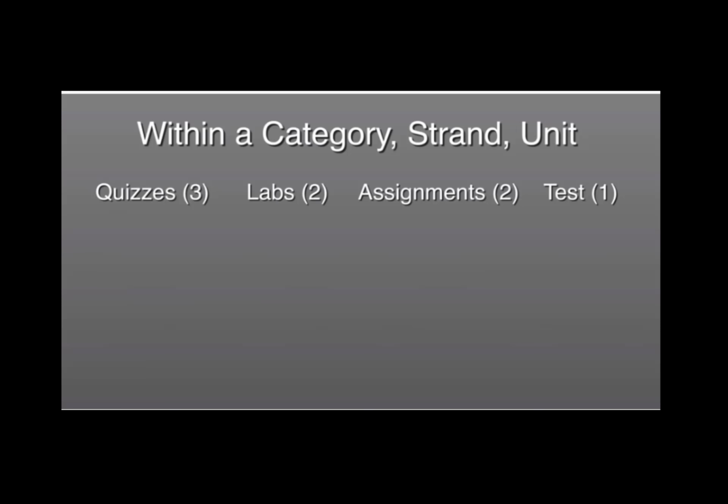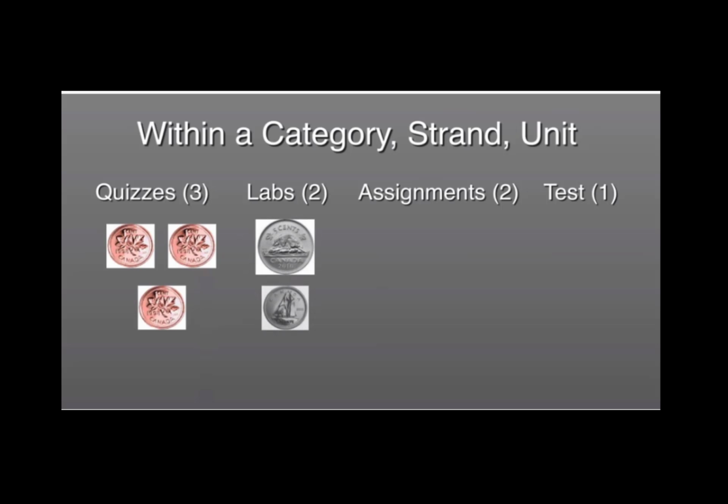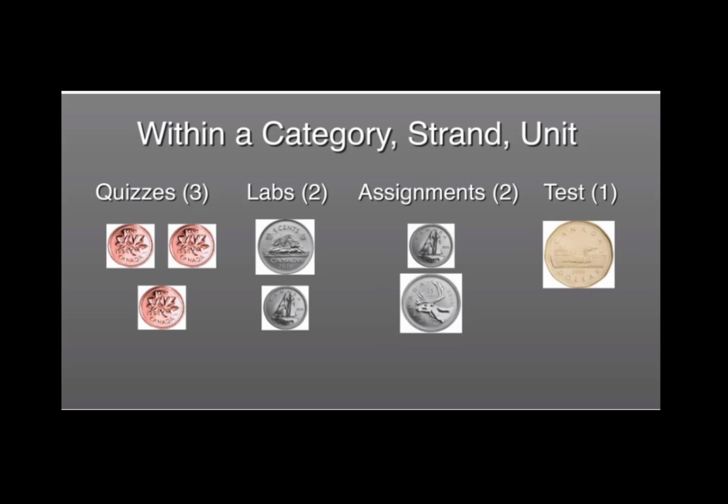Let's redo the weighting with more appropriate numbers. The quizzes, which are probably formative, get a weight of 1 each. Let's weight 1 lab at 5 and 1 lab at 10, just like a nickel and a dime. Let's weight 1 assignment at 10 and 1 at 25 as a dime and a quarter. And let's give the test a loonie, or a 100-cent coin. There's now a total of 153 weight points.